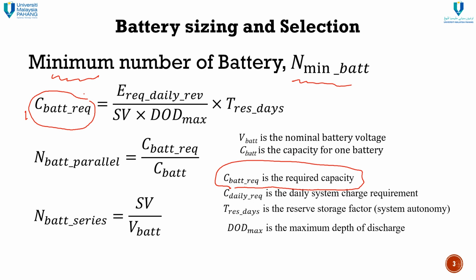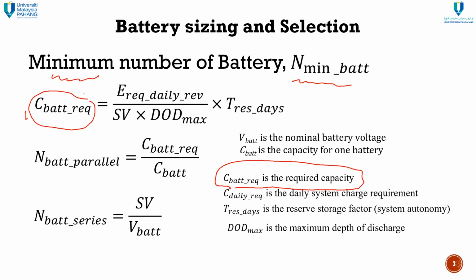By considering the daily system charge requirement, the DOD, the system voltage, and also the number of reserve days that we want the system to withstand, we conclude the required capacity for the system that we are going to install. This is the total capacity, the minimum number of batteries that we need in order to fulfill our desired design.